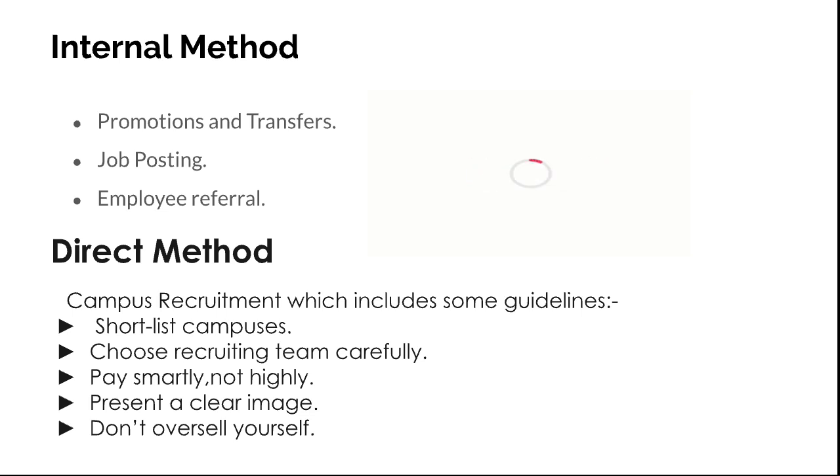The third one is employee referral. In employee referral, one of the existing employees refers an applicant for a specific job. This also builds trust for the company, that an existing employee is referring a new candidate. So it is also a method of recruitment. Next one is direct method.